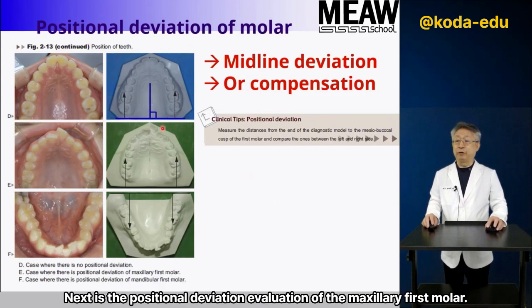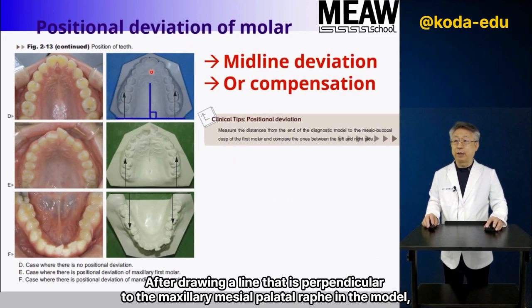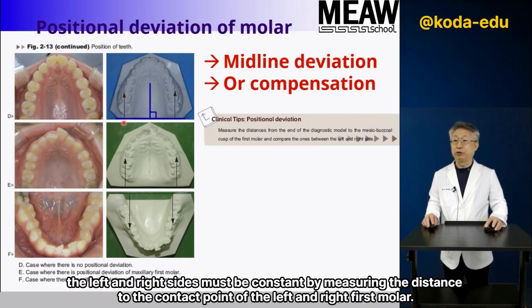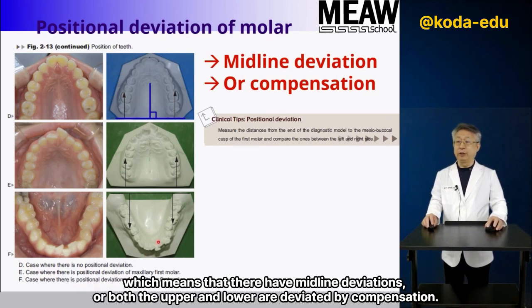Next is the positional deviation evaluation of the maxillary first molar. To evaluate this, you must first make an accurate model. After drawing a line that is perpendicular to the maxillary mid-palatal raphe in the model, the left and right sides must be constant by measuring the distance to the contact point of the left and right first molar. In some cases, positional deviations with different left and right distances can be observed, which means that there is a midline deviation, or both the upper and lower are deviated by compensation.